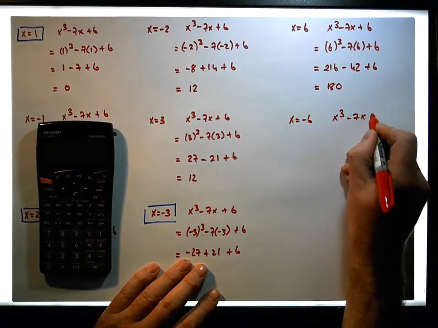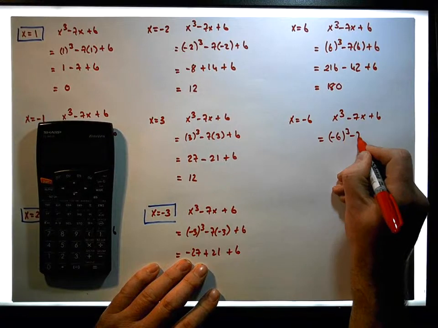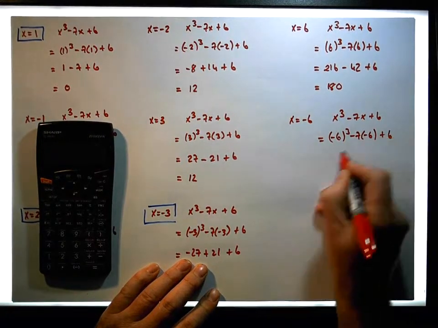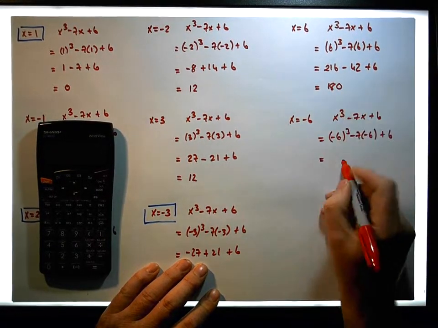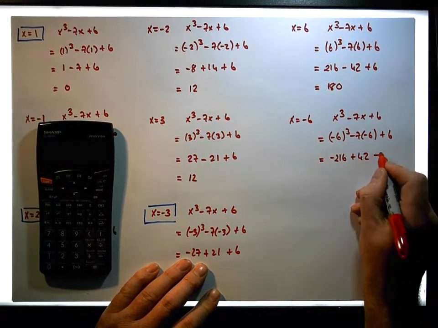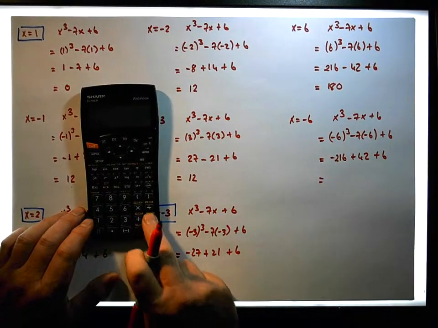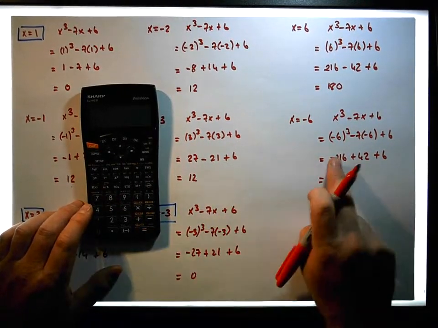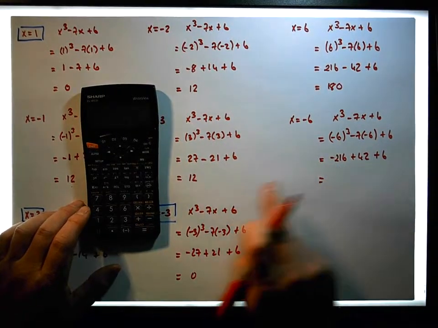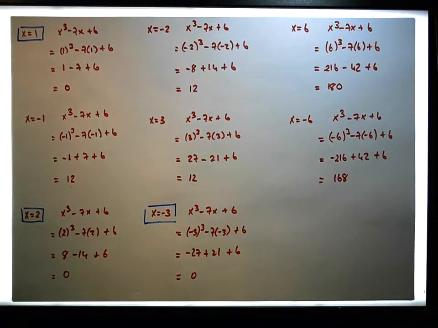Minus 7x plus 6. We have that that's minus 6 cubed minus 7 times minus 6 plus 6. And you probably see that this isn't going to work either. That gives us minus 216 plus 42 plus 6, so minus 216 plus 48 is going to give us minus 168. So you can actually see that minus 6 is not a root.